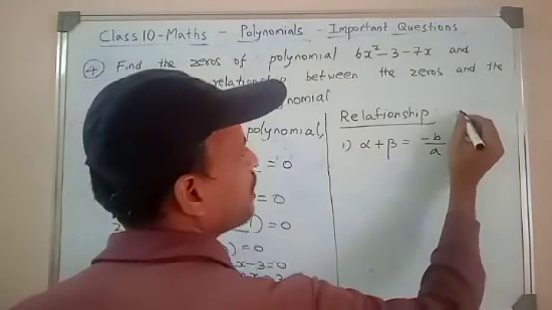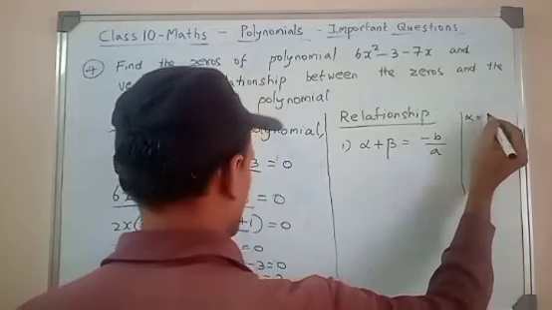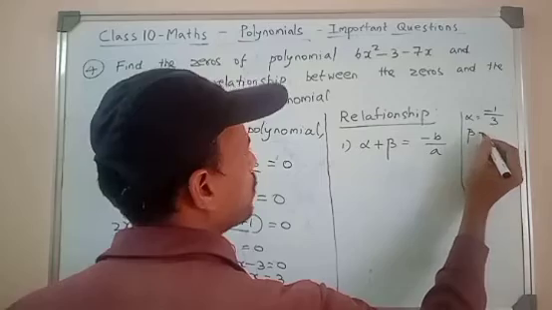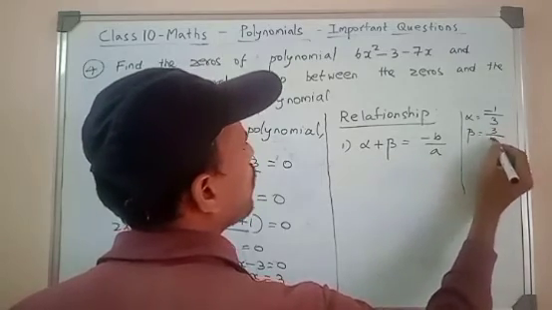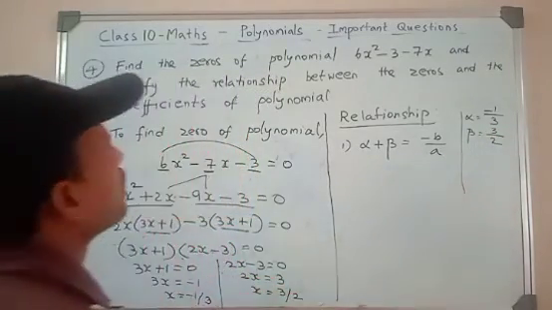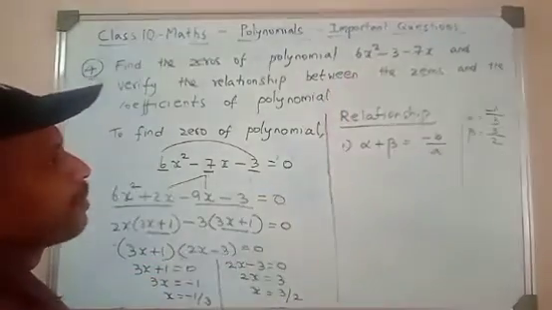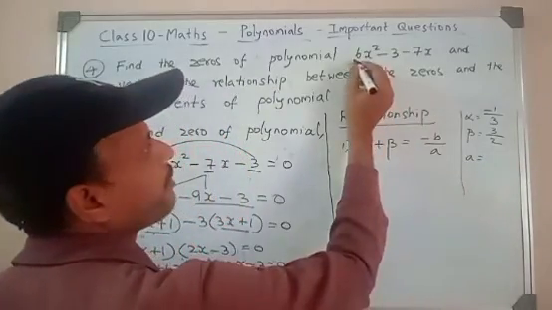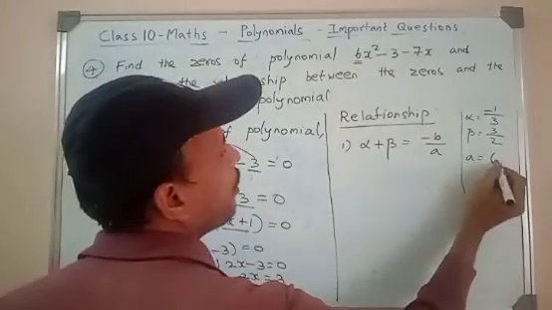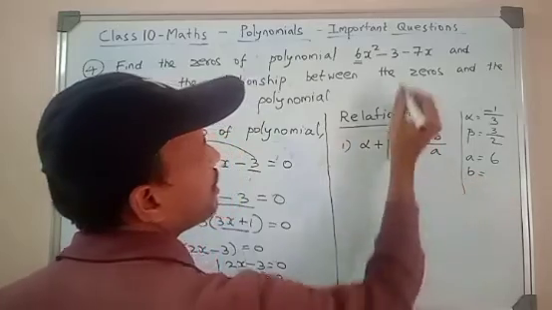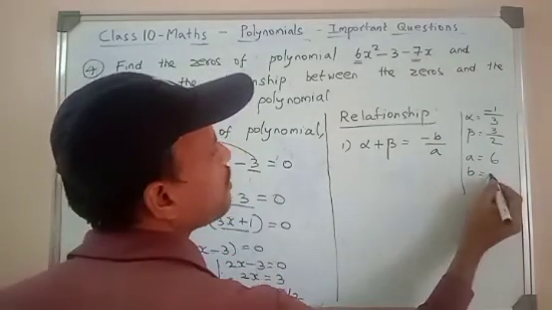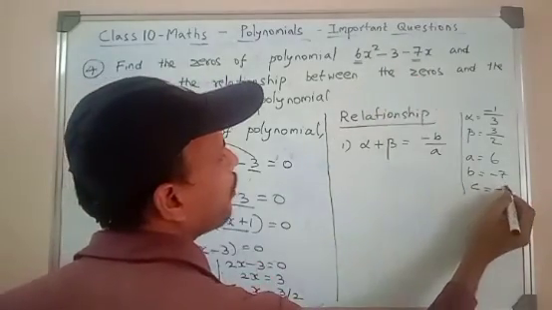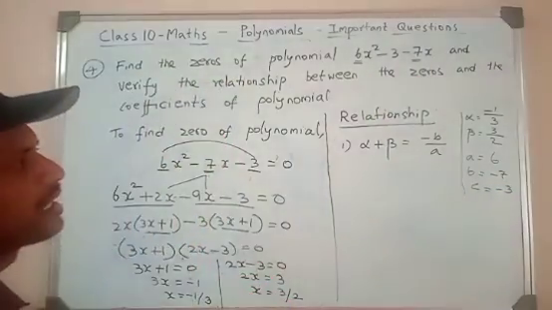So you can write here alpha is equal to minus 1 by 3, beta is equal to 3 by 2. And what are a, b, c? a, b, c are nothing but from the polynomial we can write. So a is the coefficient of x square, a is 6. b is the coefficient of x, so here b is minus 7. c is the constant term. The constant term is minus 3. Now you can substitute this.